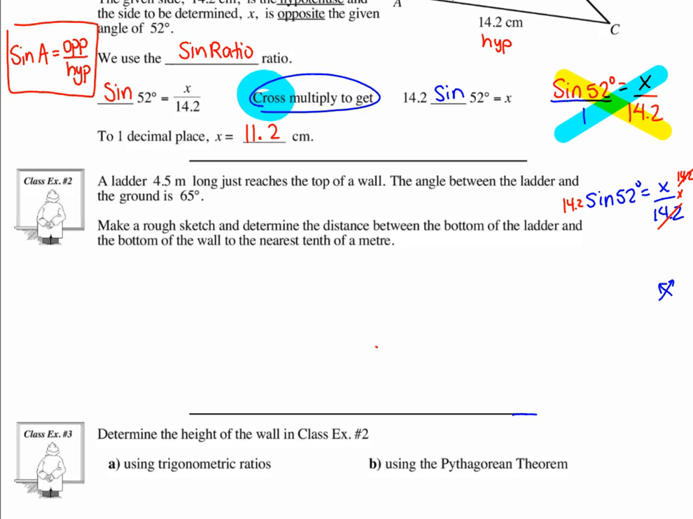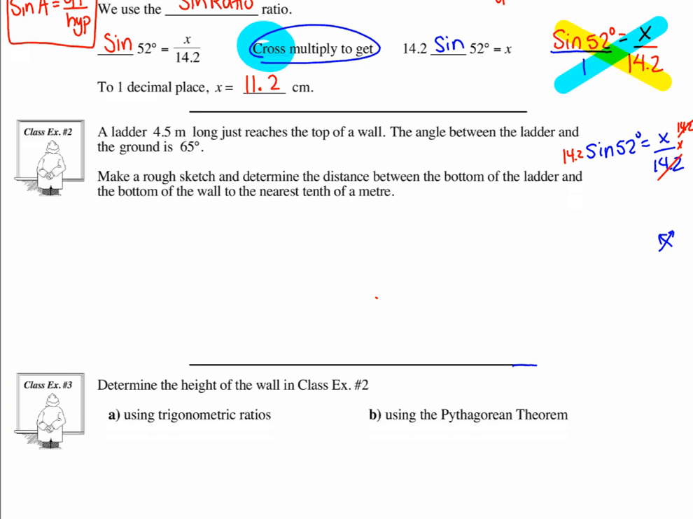A ladder that is 4.5 meters long just reaches the top of a wall. The angle between the ladder and the ground is 65 degrees. So we have a wall. We assume that the wall is true. True means a 90-degree angle. Okay, so the angle between the ladder and the ground is 65 degrees.